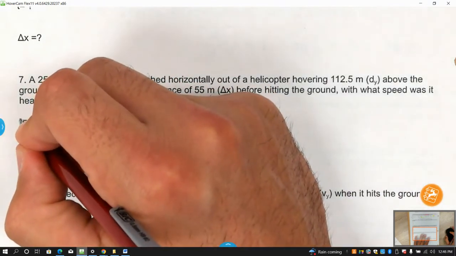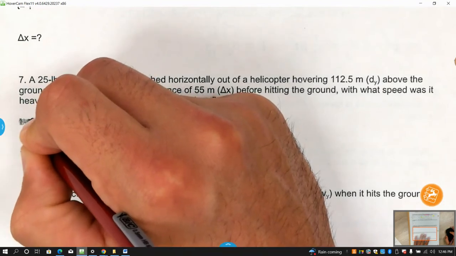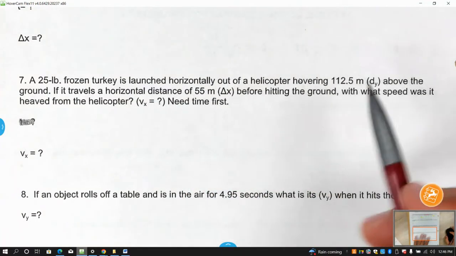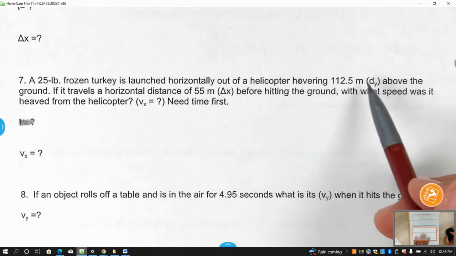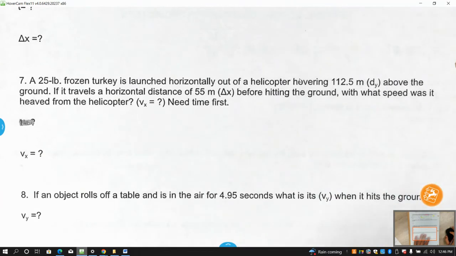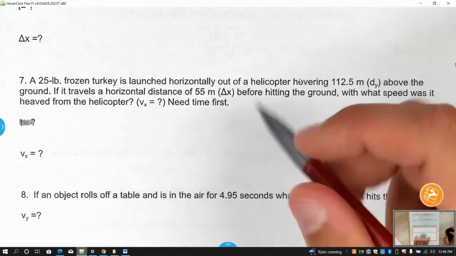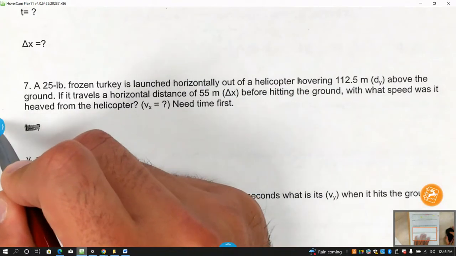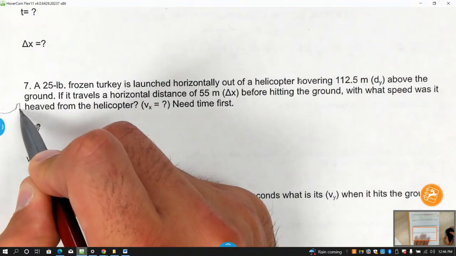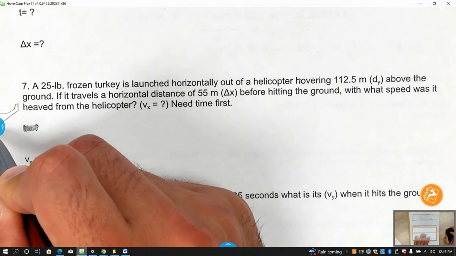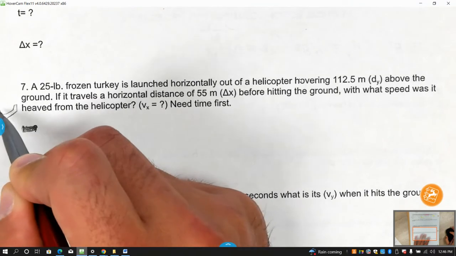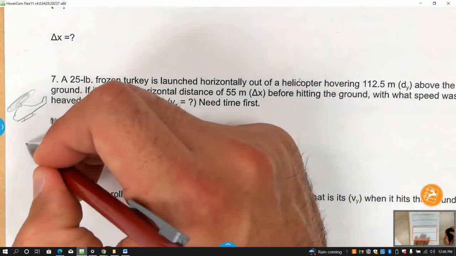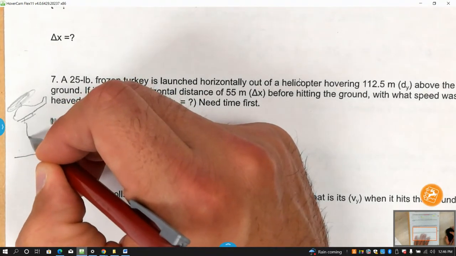So I'm just going to scribble out this T thing first, pretend like it's not there. Okay, a 25-pound frozen turkey is launched horizontally out of a helicopter that is hovering 112.5 meters above ground. So if it's above ground, the helicopter's got to be, I don't know how to draw a helicopter. All right, so there's your little helicopter. It's hovering a certain distance above the ground.